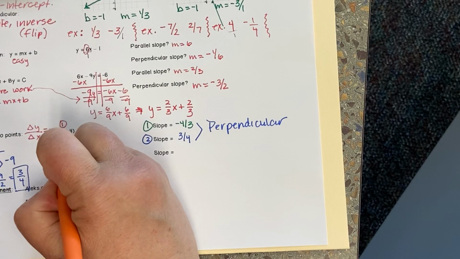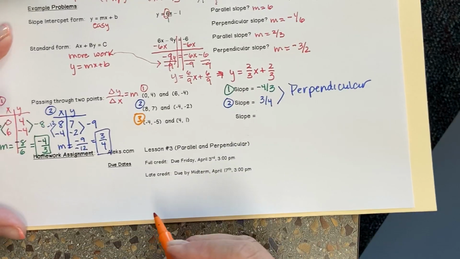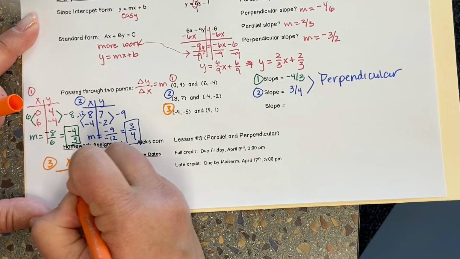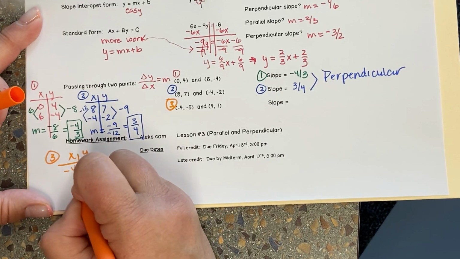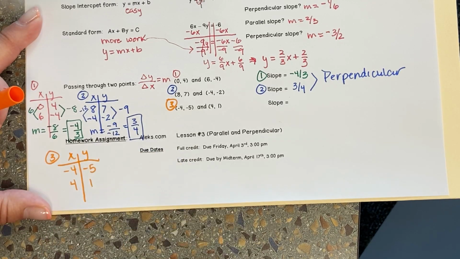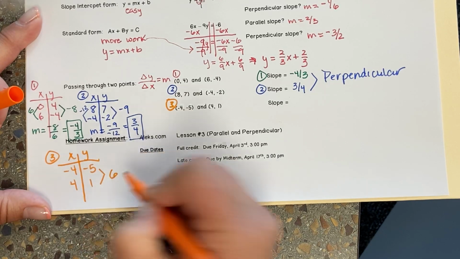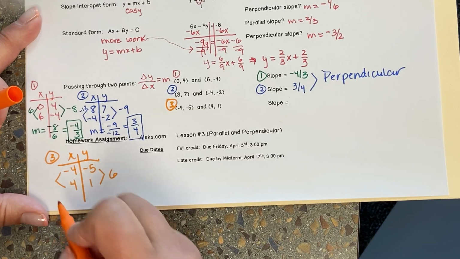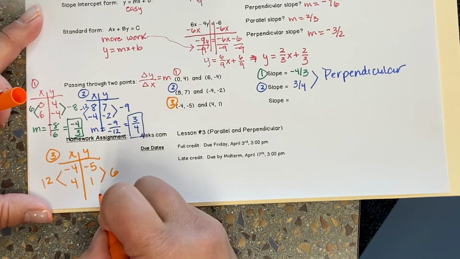Let's try this orange color. All right, kind of out of room. Guess I'll stick it right here. So let's see, we have a negative 4 and a negative 5, 4 and a 1. If you're at negative 5 and you're going up to 1, you've gone up 6. If you're at -4 and you go up to 4, you've gone up 12. Remember, the y change goes on top.